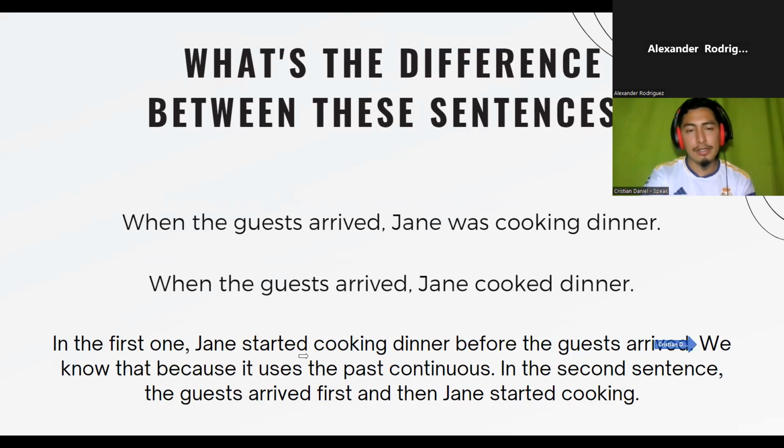So past continuous helps us to identify that one action was in progress and then the other interrupted. Also, we know that the past continuous action was in progress and the other action came in the middle of it, of course in the past. Remember that these tenses are talking about the past. Then in the second sentence, the guests arrived first and then Jane started cooking.